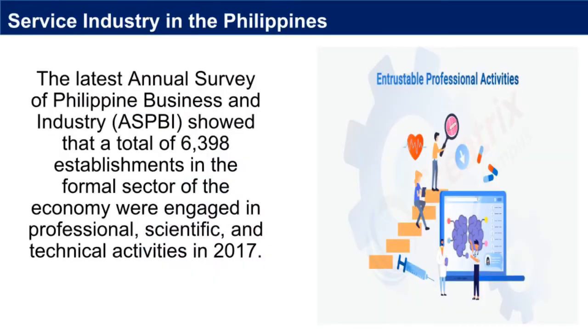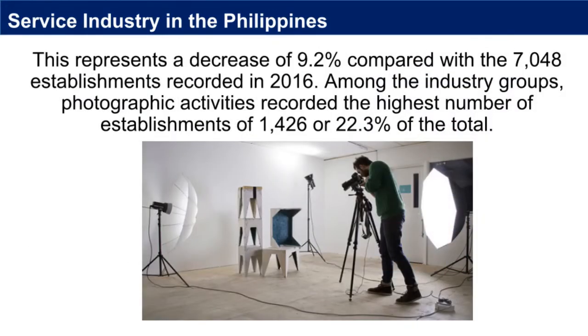The latest annual survey of Philippine Business and Industry (ASPBI) showed that a total of 6,398 establishments in the formal sector of the economy were engaged in professional, scientific, and technical activities in 2017. This represents a decrease of 9.2% compared with the 7,048 establishments recorded in 2016. Among the industry groups, photographic activities recorded the highest number of establishments of 1,426 or 22.3% of the total. This was followed by legal activities with 1,168 establishments.